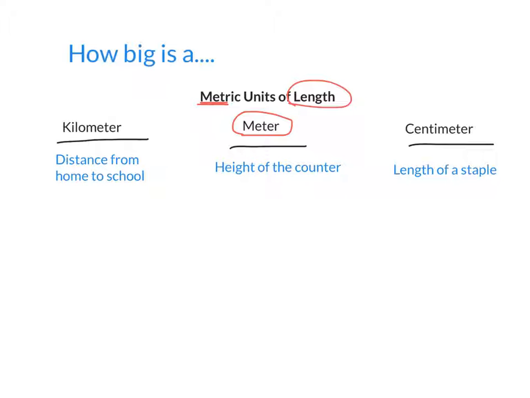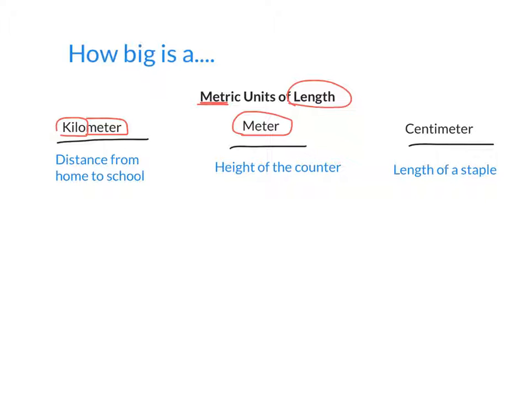Then we can also use something called a kilometer. You can see it's adding the word kilo in front of meter to make the word kilometer. And a kilometer is about like the distance from your house to your school. So is a kilometer bigger or smaller than a meter? Bigger, right? Because obviously the distance from your house to your school is bigger than the distance from the ground to your tabletop. Do you agree?